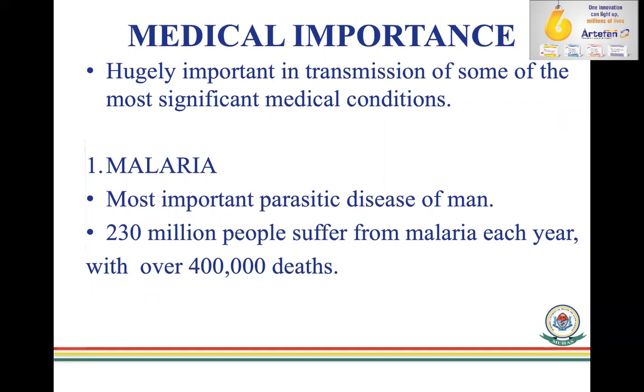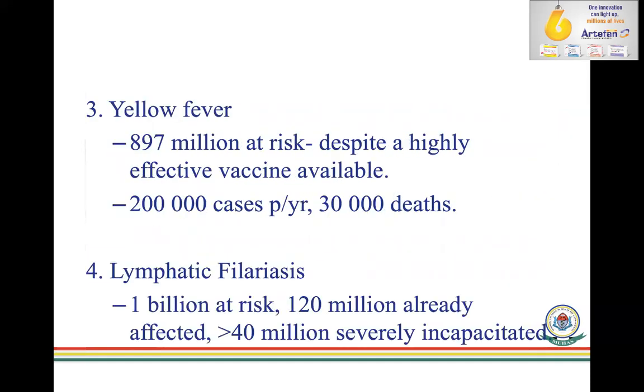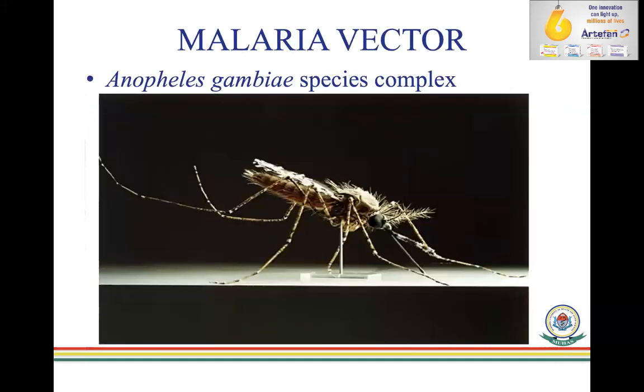Mosquitoes are responsible for the transmission of some of the most significant medical diseases, including malaria, the most important parasitic disease of man. For example, in 2020 reports indicated more than 230 million people suffered from malaria, leading to the deaths of more than 400,000 people every year. Diseases like dengue, yellow fever, and lymphatic filariasis are also important diseases transmitted by mosquitoes. This is an image of Anopheles gambiae.